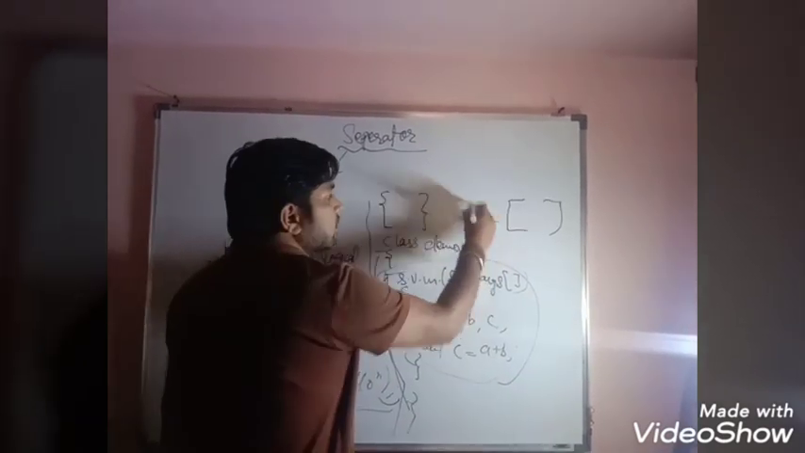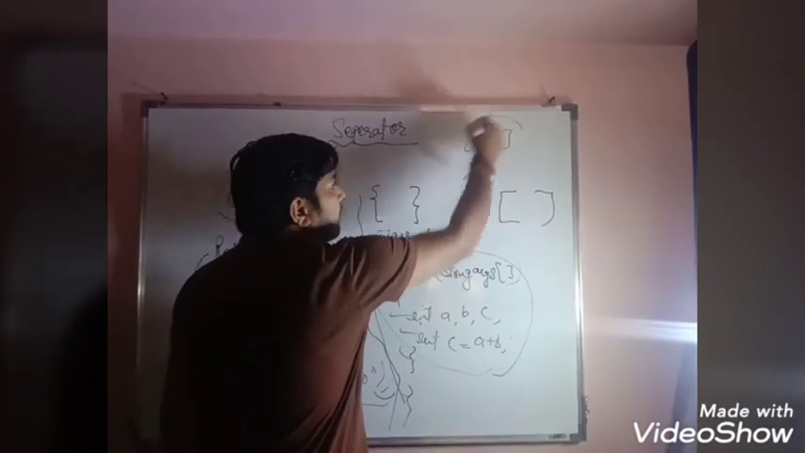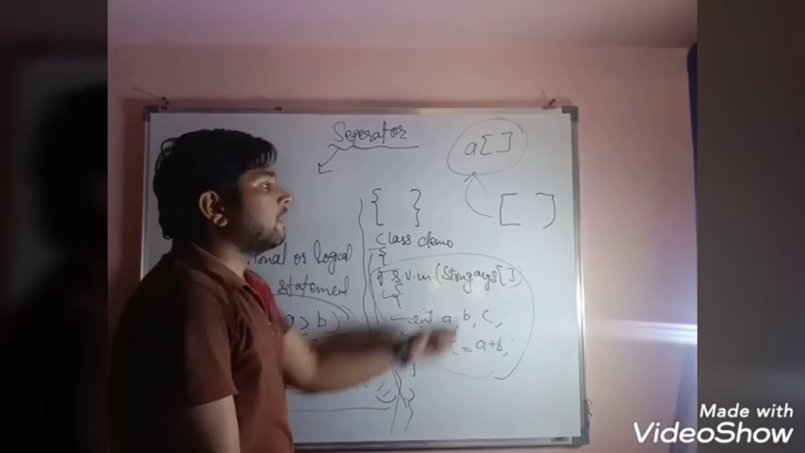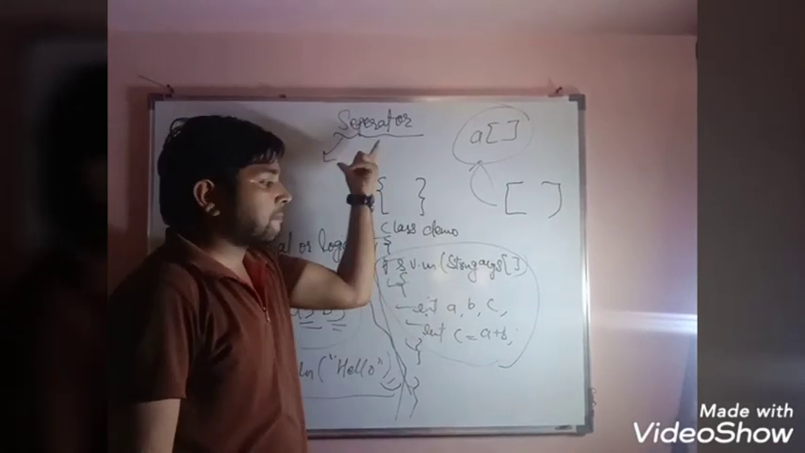Okay. Now what is the use of square bracket? Square bracket is used to separate array elements. What is array element we will see in another video. Okay, that's all about the separator.